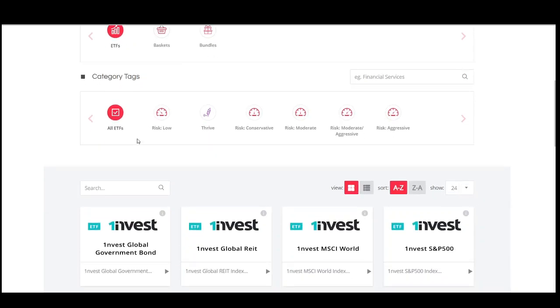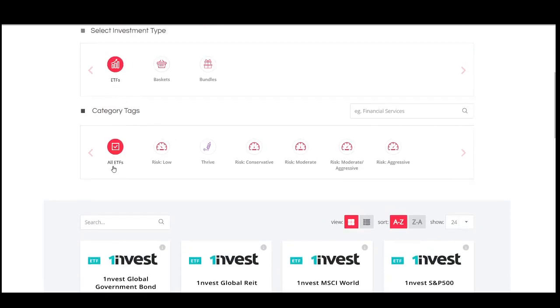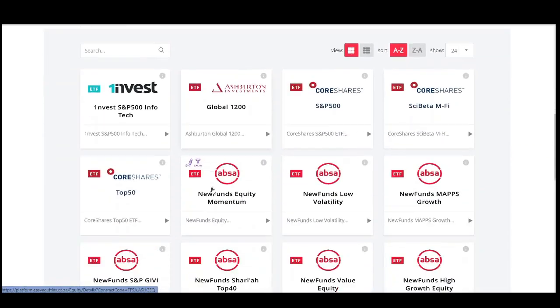From these ETFs, they categorize them in terms of risk. We have low risk ETFs, like Thrive, which is one of the programs Easy Equity is doing. You can go to their website, and I'll put the link below so you can check it out. Then we also have risk conservative and so on. So let's see today if we go for risk aggressive ETFs that we can buy.